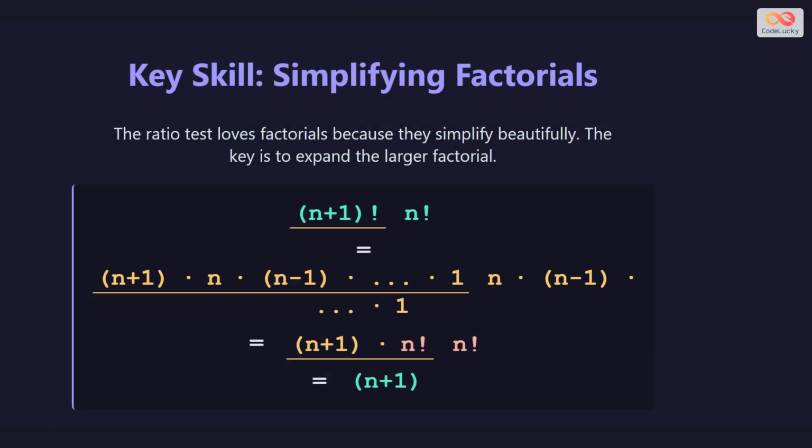A crucial step in using the ratio test is often simplifying factorials. Remember that n plus 1 factorial is just n plus 1 times n factorial. So when you have a ratio like n plus 1 factorial divided by n factorial, you can expand the top term. This allows you to cancel out the n factorial from both the numerator and the denominator, leaving you with just n plus 1. This simplification trick is why the ratio test works so well with factorials.